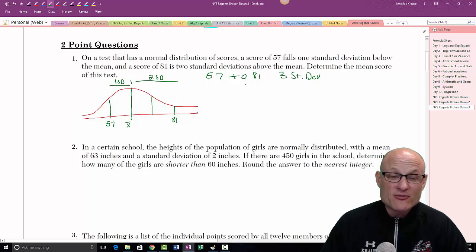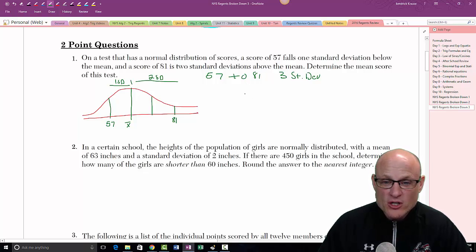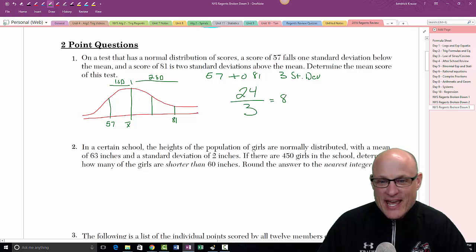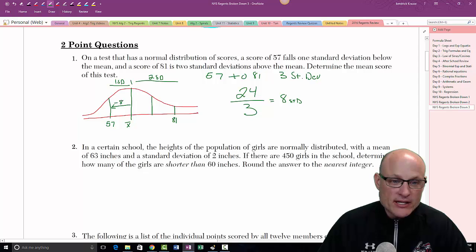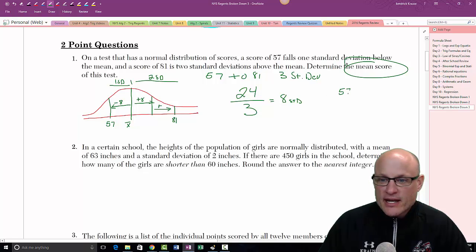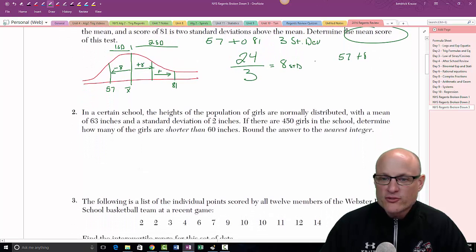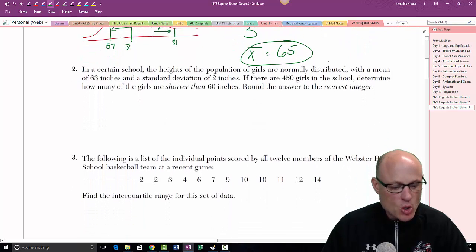Let's see, 81 minus 57 is 24. So if I take the difference of those two, I get 24 divided by the 3 standard deviations, and I get 8 as our standard deviation. All right, so from here to here they went down 8. Here to here they went up 8 and up 8. Now what are we looking for? We want to know what the mean score of this data is. So I just take 57 and I add 8 to it, and I get a mean score or an X bar of 65. Done. Problem's over.